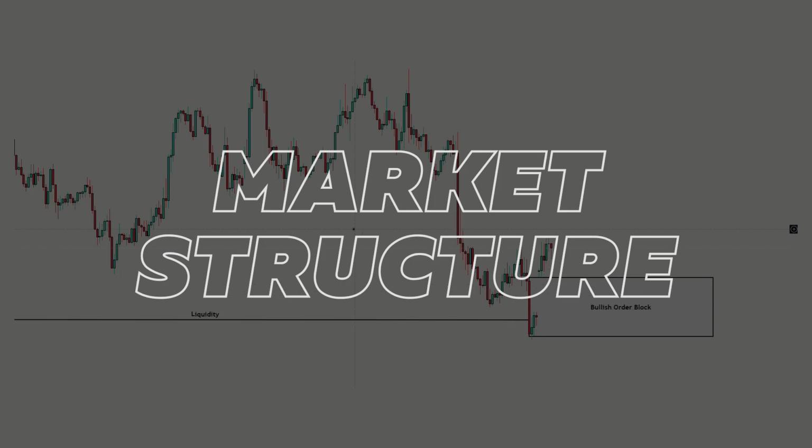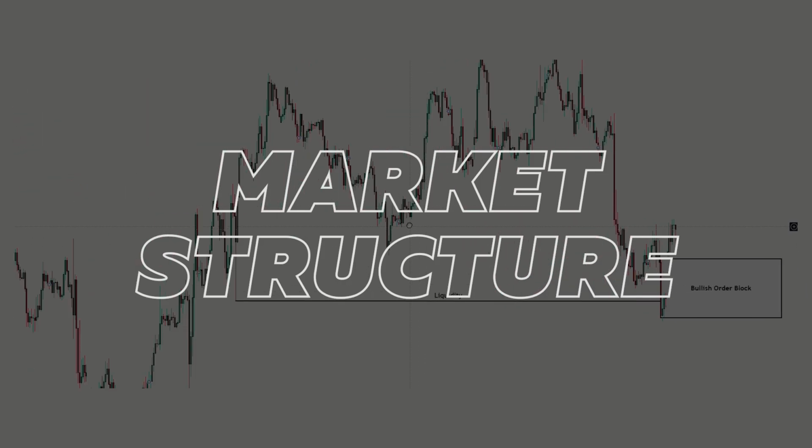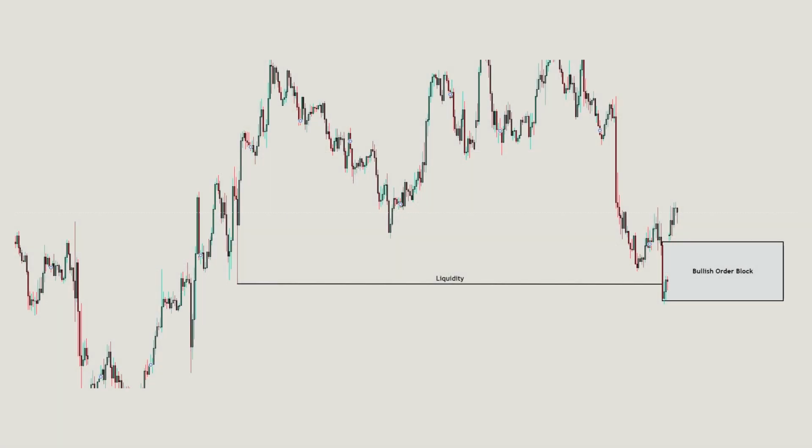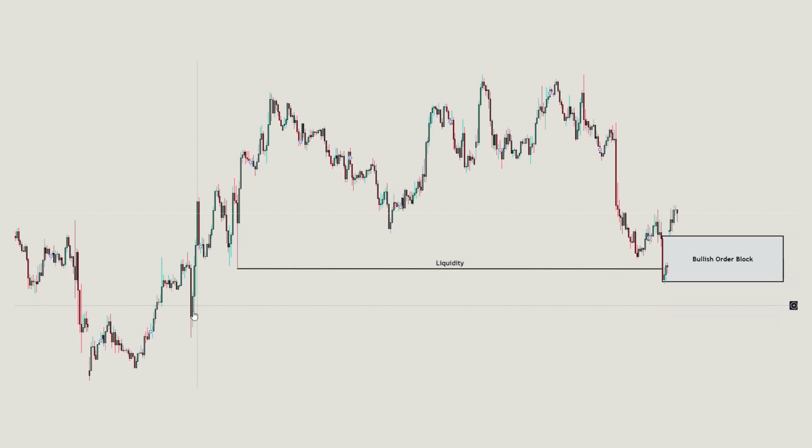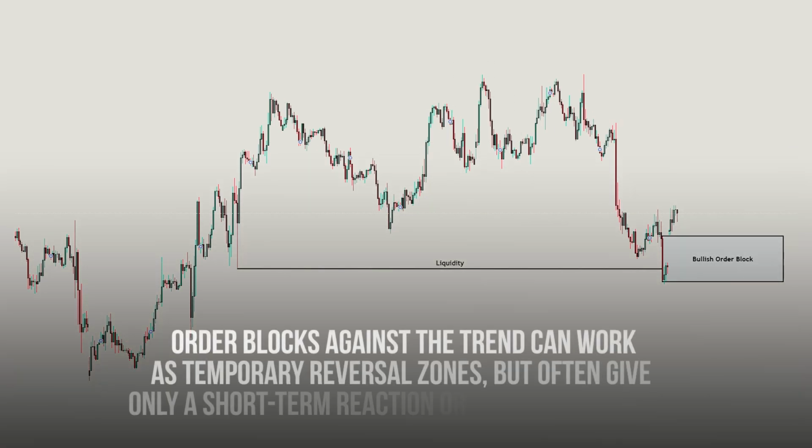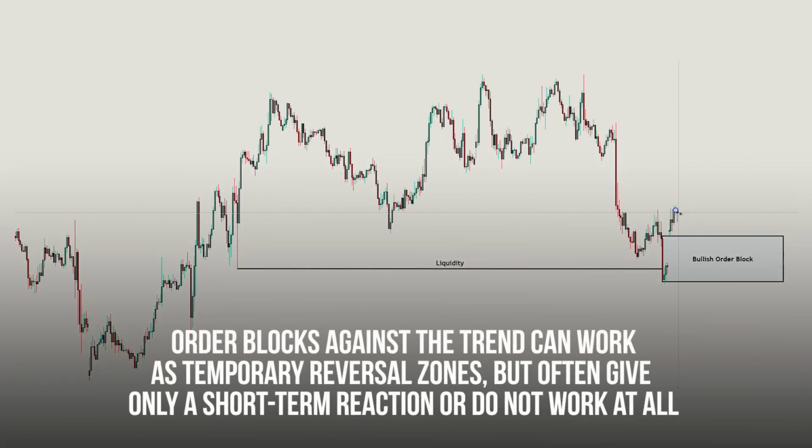If an order block is formed in the direction of a trend, its chances of working out are much higher. For example, in a bullish trend, we look for bullish order blocks on pullbacks, and they work most often. But order blocks against the trend can work as temporary reversal zones, but often give only a short-term reaction or do not work out at all.